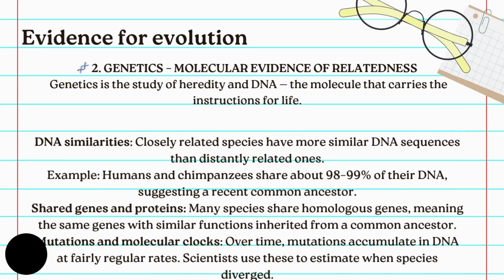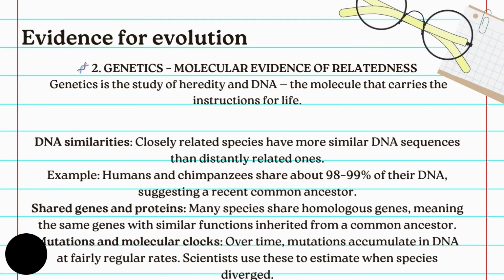And then other evidence of evolution is genetics, looking at molecular evidence or relatedness. So what is genetics? Genetics is the study of heredity and DNA, the molecule that carries the instructions of life. How does genetics help us see the evidence of evolution? By looking at DNA similarities, we can see which species are closely related to each other.